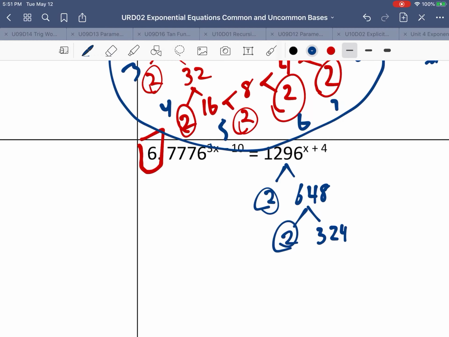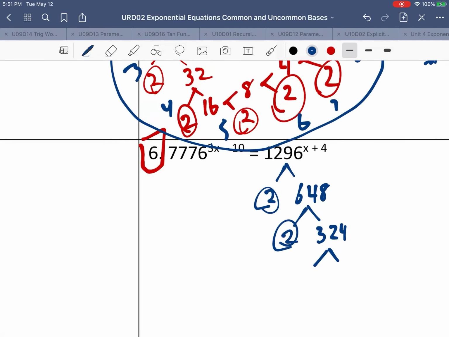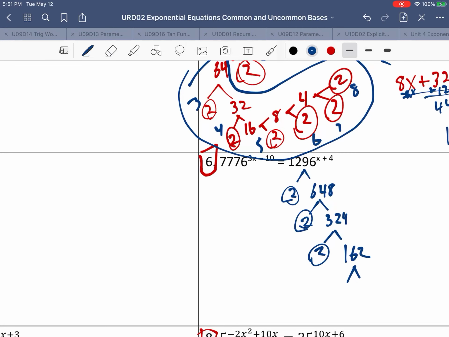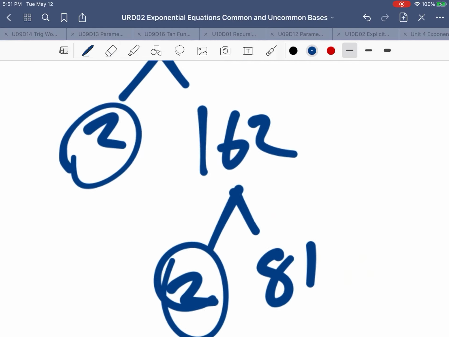So I have two 2's already. If I do it again, I'm going to get 2 to the divided by 2, 162, which will then break down into 2 times 81. And 81 is not divisible by 2. And that doesn't mean we did this wrong. It just means that we have to break down 81 now. So I'm going to break 81 down.